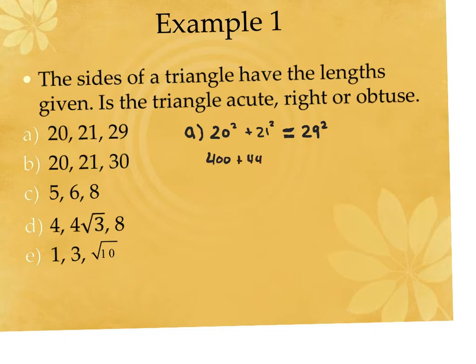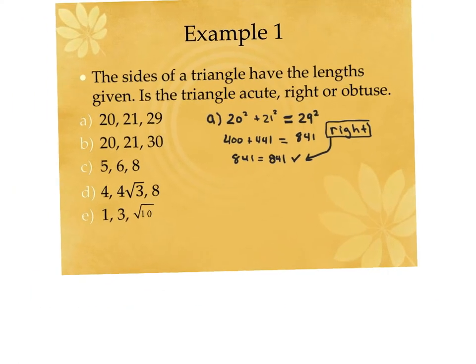400 plus 441 equals 841. What is 400 plus 441? 841. So we get 841 is equal to 841. Is that a true statement? Yeah. Okay, so what kind of triangle is this? Right. This is a right triangle because those two things are equal to each other. And we did that using this information right there. We're going to go on to B.